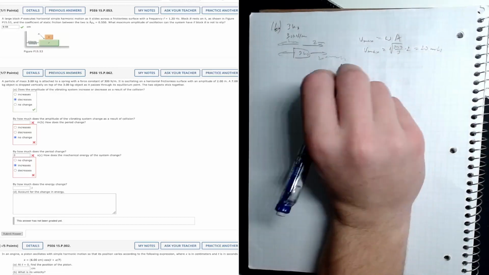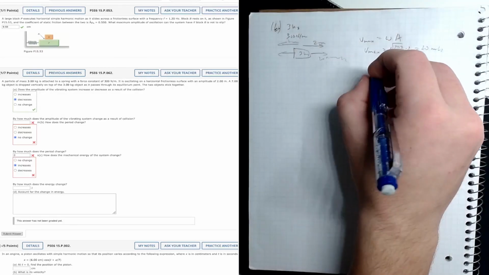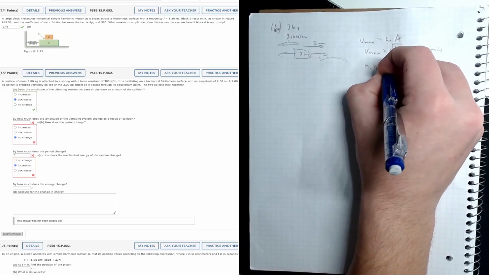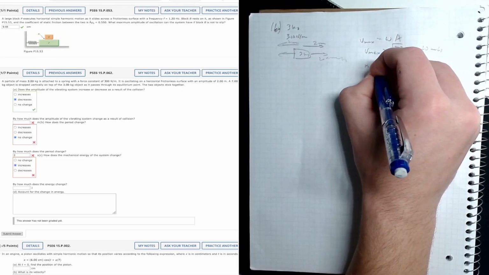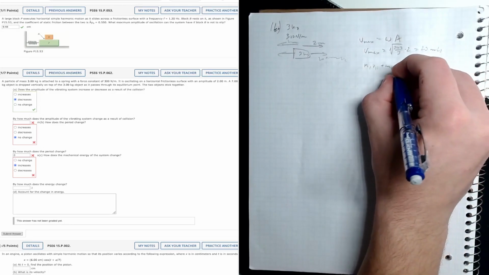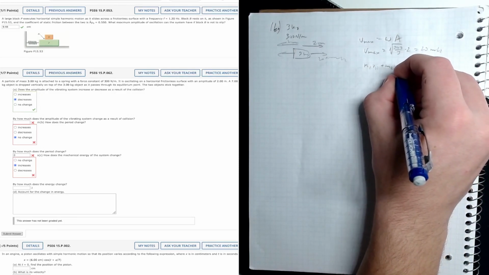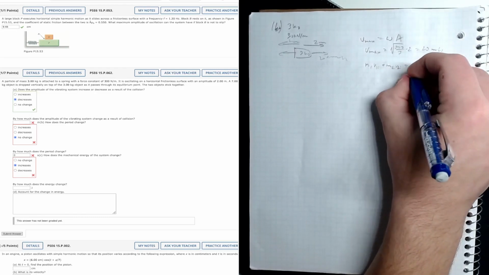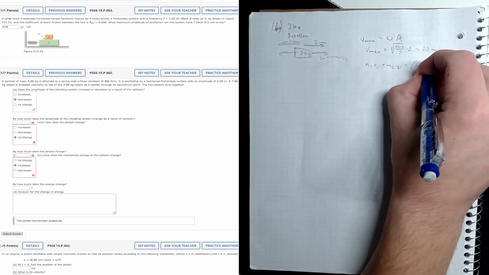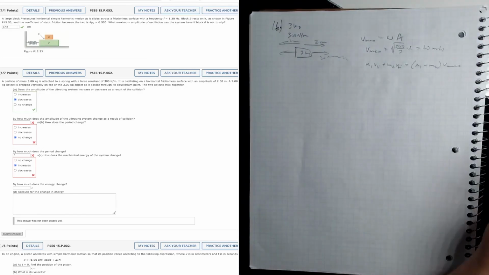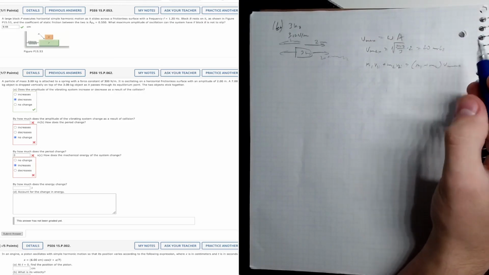Now let's use the law of conservation of momentum to find the velocity after. So m1 v1 initial plus m2 v2 initial equals m1 plus m2 times the new maximum velocity at the equilibrium point again. So let's do that.